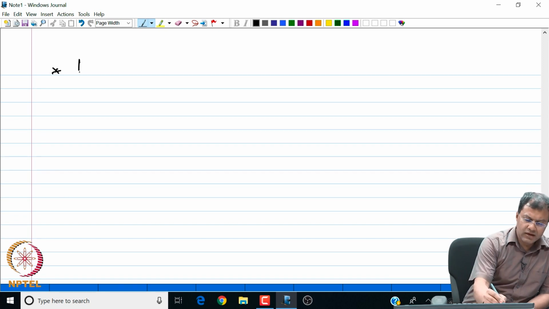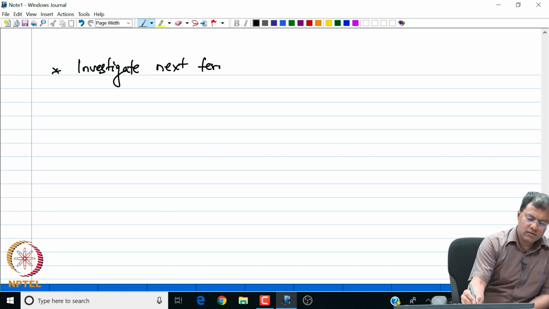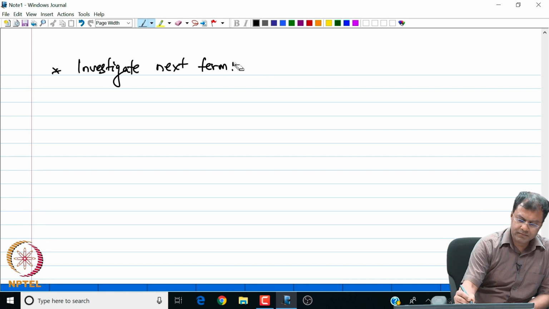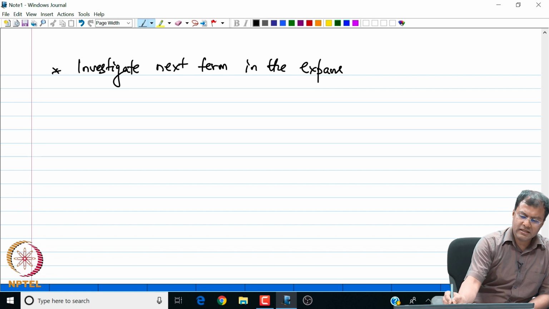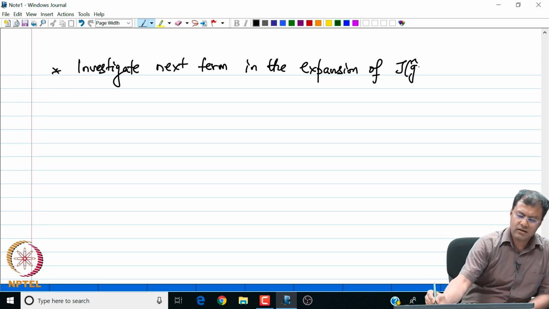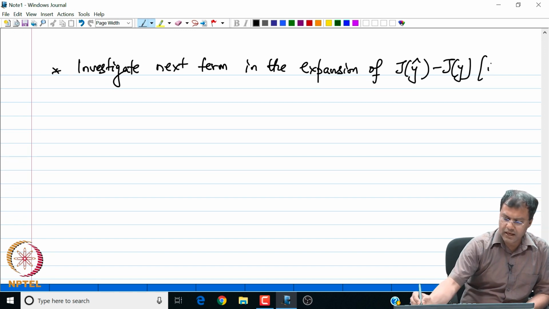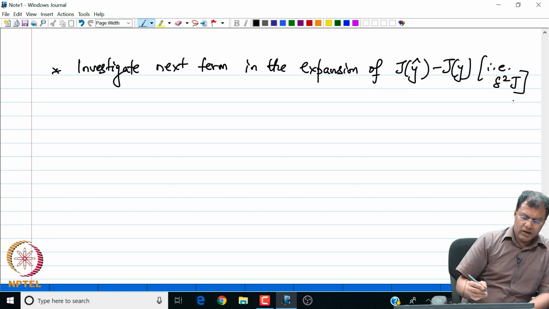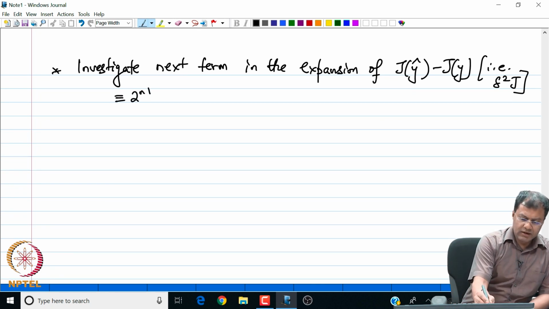So, the idea is we need to investigate the next term in the expansion of J of y hat minus J of y, the variation, which will be our second variation of the functional. Okay, so this is my second variation.